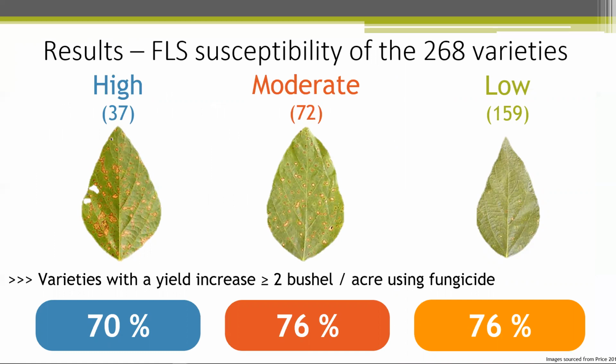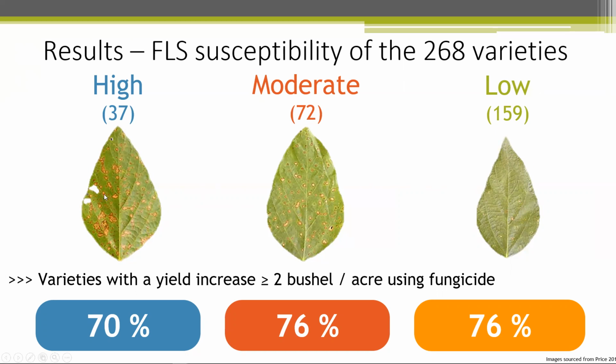So, some results for the variety trial. On the screen, left to right, is the number of varieties that fell into different categories of susceptibility. Pictured here is high susceptibility to frog eye leaf spot, an image to give you an idea of what we consider high disease susceptibility. We had 37 of our 268 varieties rated as high, 72 as moderately susceptible, and all the way on the right-hand side, 159 varieties rated as low, which means very little to maybe no frog eye leaf spot developed at all on it, which is good. The majority of the commercial varieties we're screening are in this low susceptibility or resistant category.